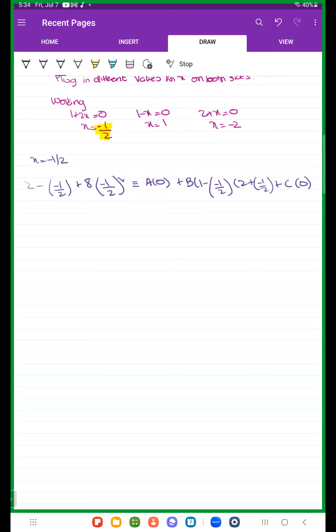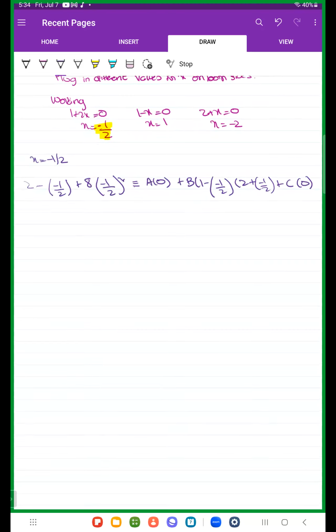9 over 4. Okay, so what did you get over here? 2 minus half. Plugged in together, so 8, yes, you plugged in on both sides? Yes. Okay, great. So you got 9 over 2 on this side, yes?